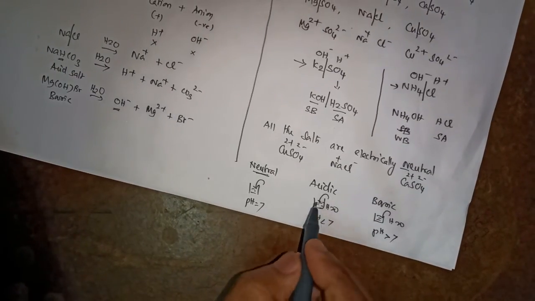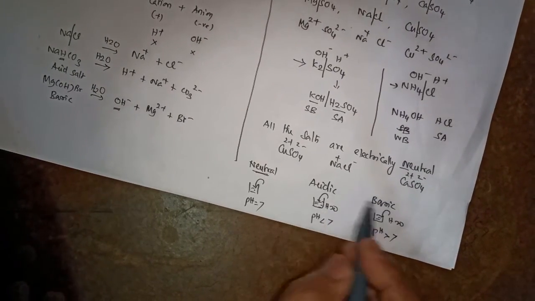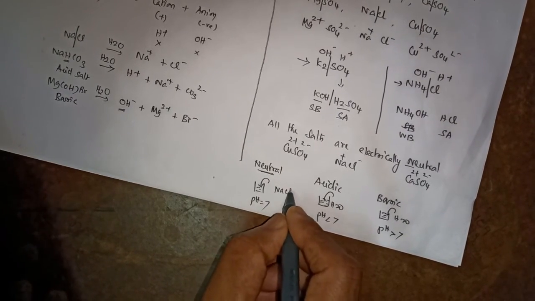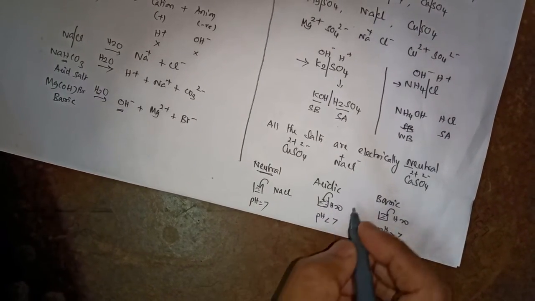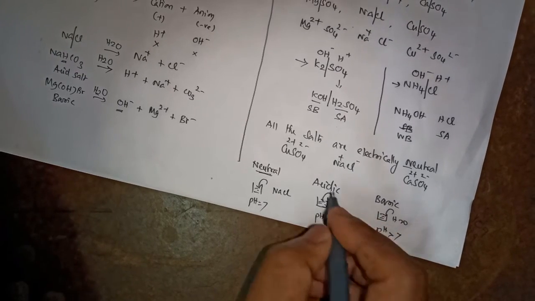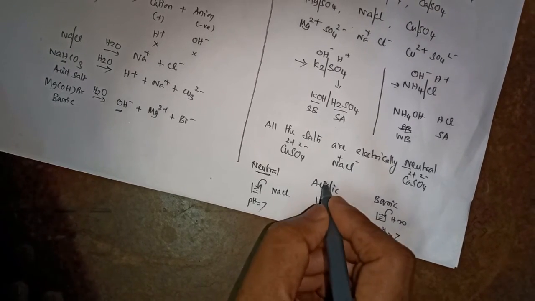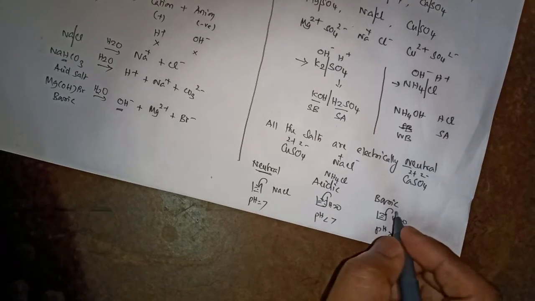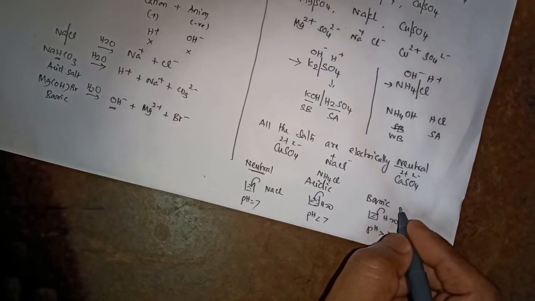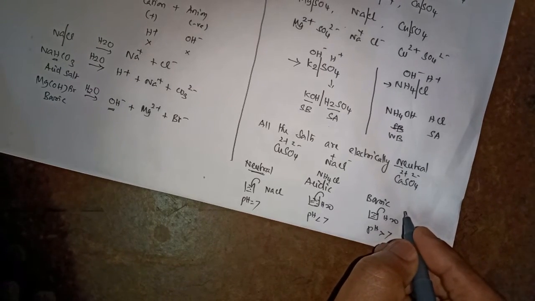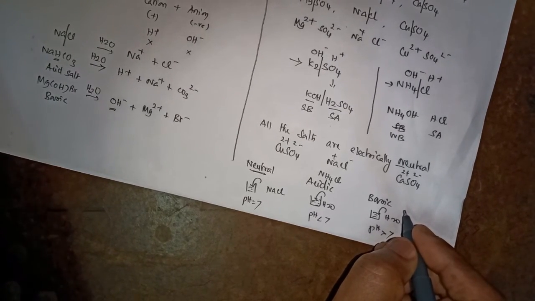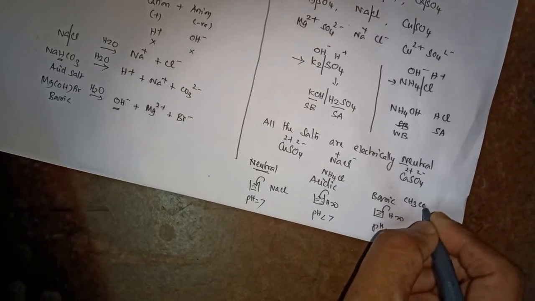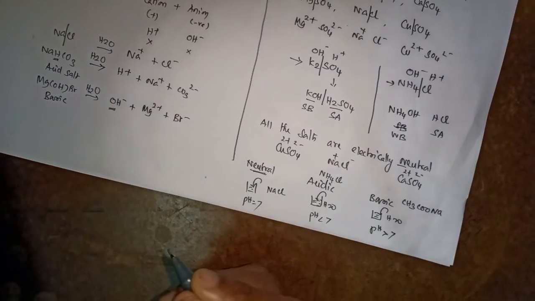How to find out whether a salt is acidic, basic or neutral? For a neutral salt, I take an example, sodium chloride. For an acidic salt, I can take ammonium chloride. For a basic salt, what salt can I take here? Basic salt comes from a strong base and weak acid. I can take sodium acetate salt.